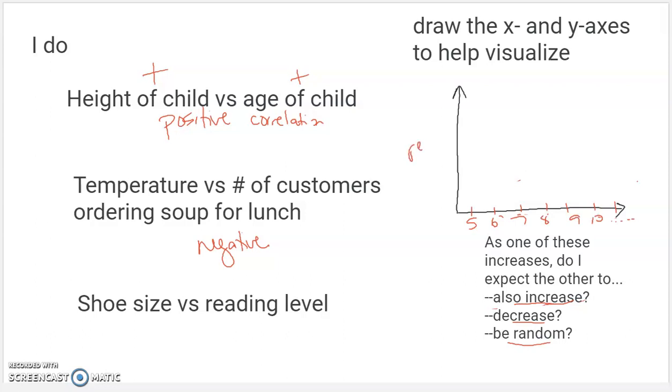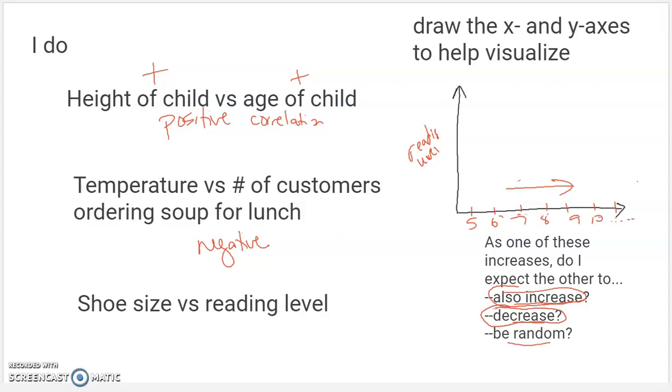And then reading level here. This helps me visualize it. Okay, as the shoe sizes get bigger, where would my mind expect to see the reading level points? As shoe size increases, do I expect reading level to increase? Well, I don't know what your shoe size would have to do with the reading level, positive or negative particularly.